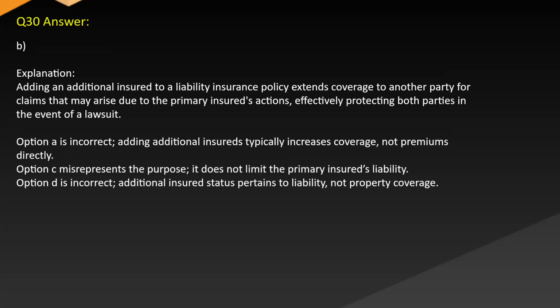Answer B. Explanation. Adding an additional insured to a liability insurance policy extends coverage to another party for claims that may arise due to the primary insured's actions, effectively protecting both parties in the event of a lawsuit. Option A is incorrect. Adding additional insureds typically increases coverage, not premiums directly. Option C misrepresents the purpose. It does not limit the primary insured's liability. Option D is incorrect. Additional insured status pertains to liability, not property coverage.